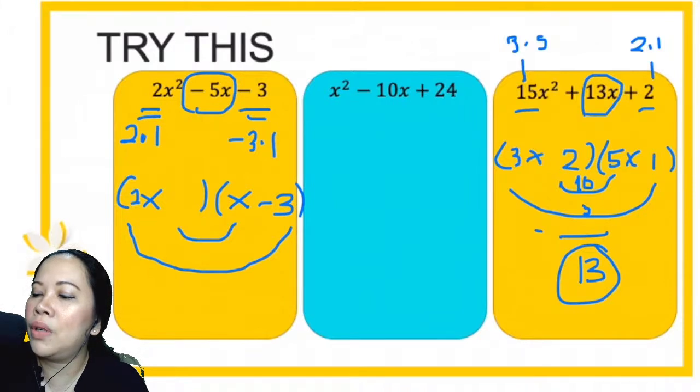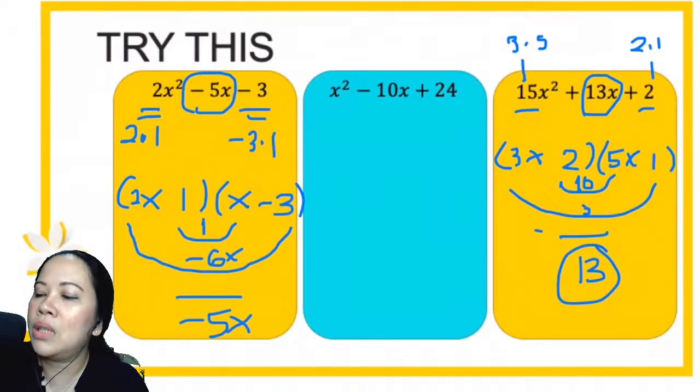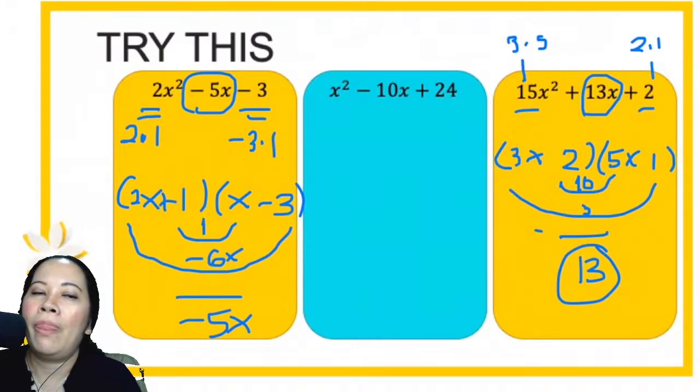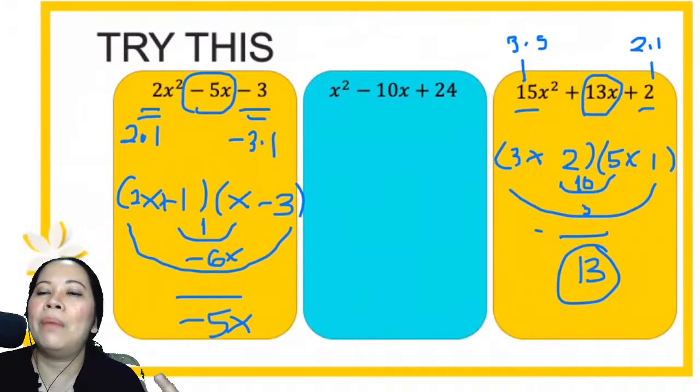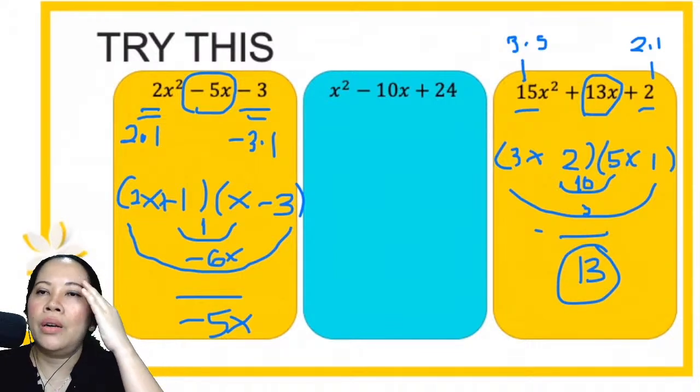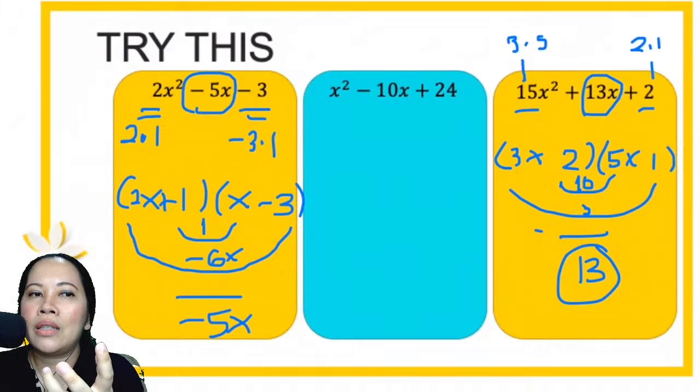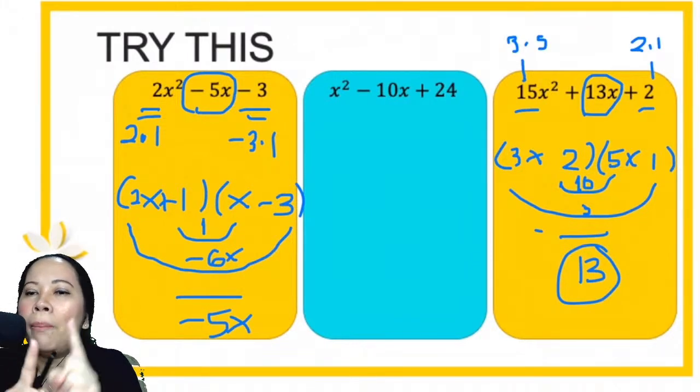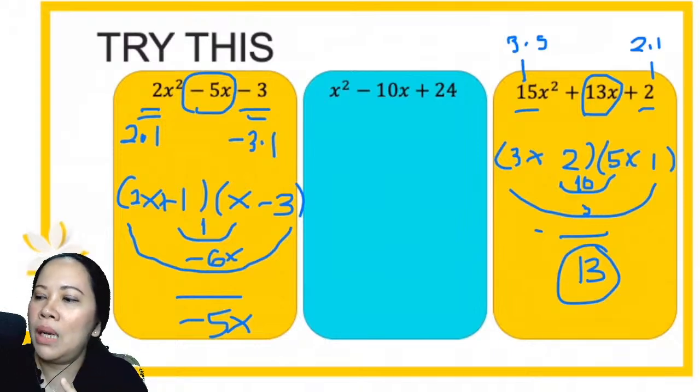2x times negative 3 will give you negative 6x. And 1 will be paired with x, which is 1. So, 1 plus negative 6 will be negative 5, which is the middle term. Ayun. So, just keep on smiling. That's how you check it. Trial and error. But the clue here is, it's always those numbers or those factors na malapit sa isa't isa. Medyo malapit sa isa't isa.